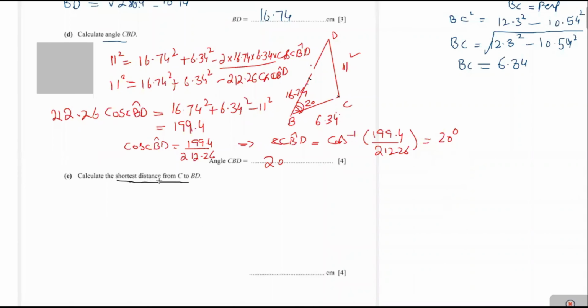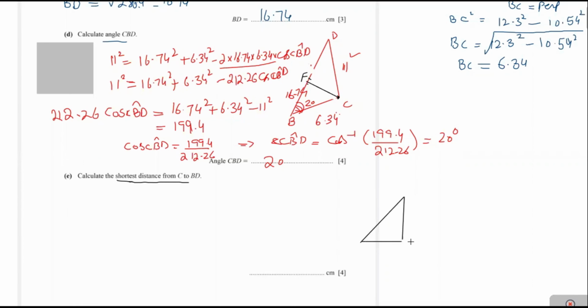Calculate part E, calculate the shortest distance from C to BD. You see here, this is the point C. The shortest distance from C to BD is the line perpendicular from C on BD. And this is the perpendicular distance. Now this perpendicular intersects the BD at point F.